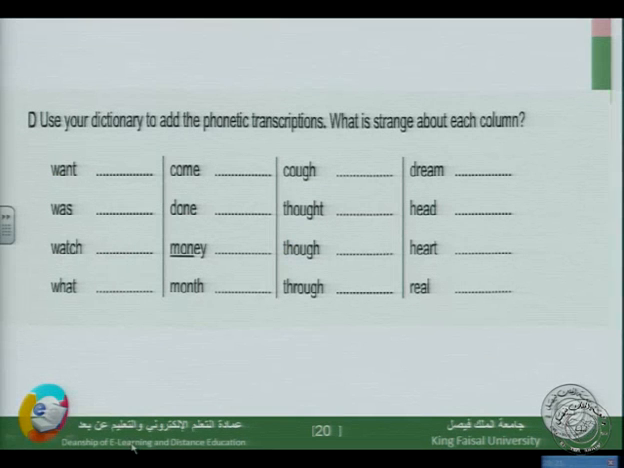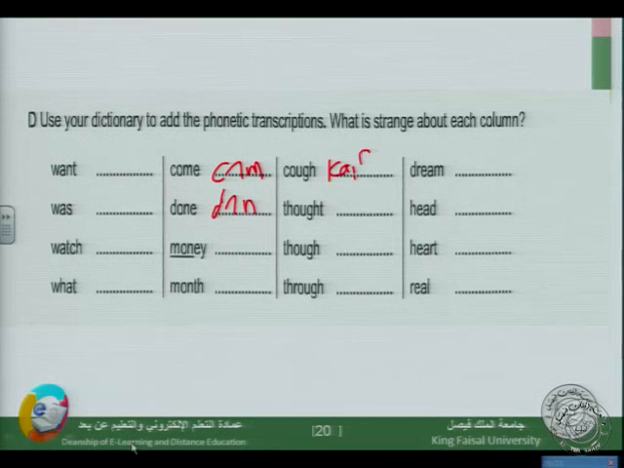Use also your dictionary to add the phonetic transcription. What is strange about each column? Okay? Want, like the word want, was, watch, what, come. Okay? Done. So you can go back to the dictionary and try to add the phonetic transcription for each word.